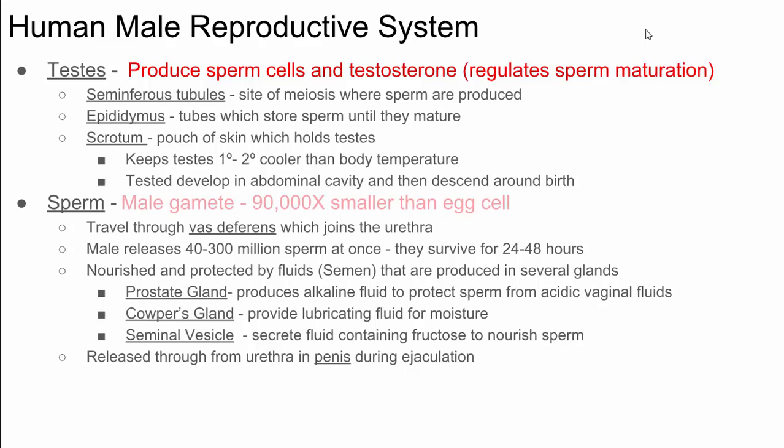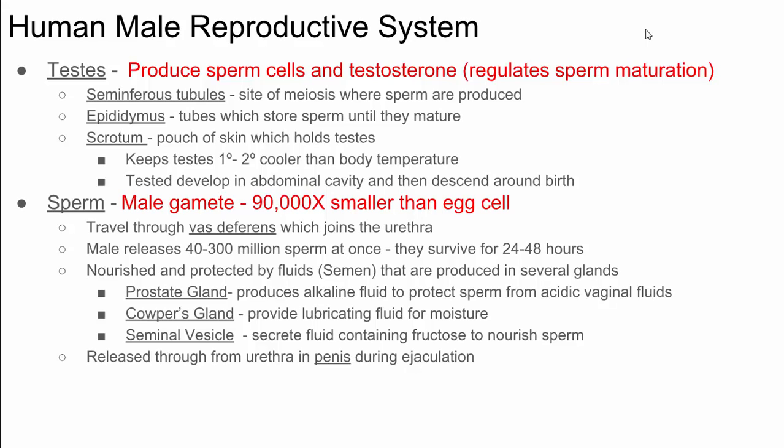The sperm cells that are produced in the testes, in the seminiferous tubules, are really, really small, especially compared to the egg cell. An egg cell produced in females is one of the largest cells in the body. Sperm cells are very small, basically just large enough to contain the 23 chromosomes that they need to carry. They're produced, like we said, and then mature in the epididymis. When they are released from the male's body, they travel through a tube called the vas deferens, which merges with the urethra, and then out of the body.